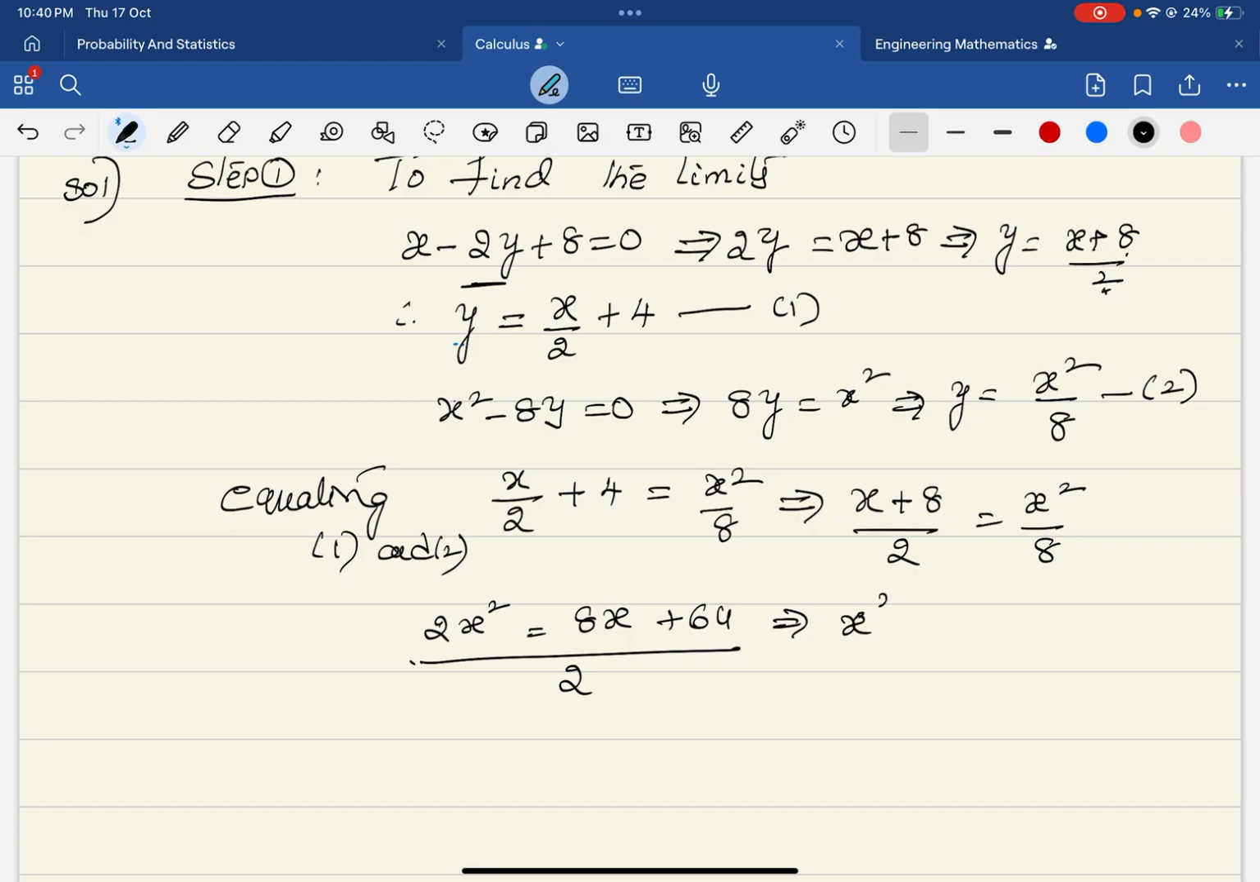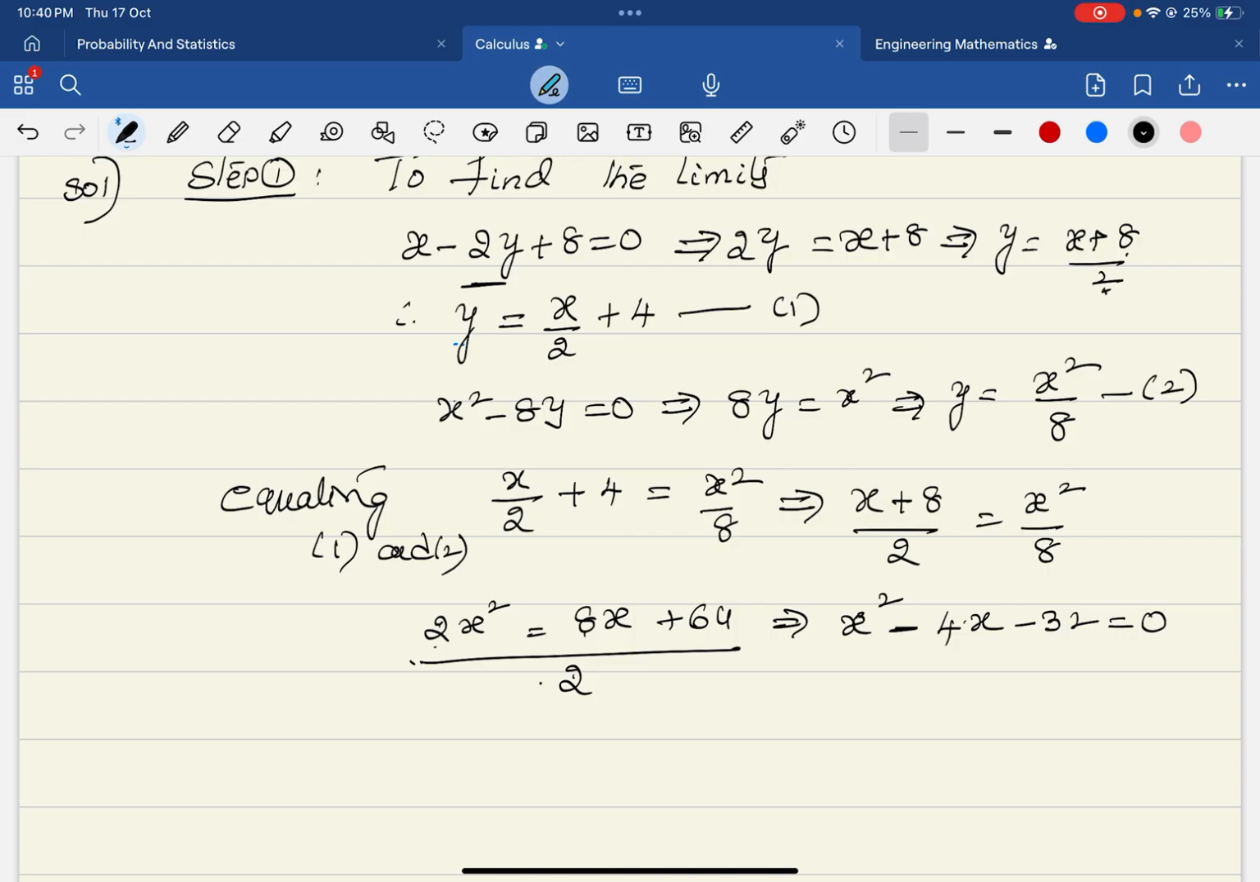To simplify, it is x square minus 2 1s are 2 and 2 4s are 8, when it comes to this side. And then it is minus 2 32s are 64, is equal to 0. So now we solve the equation for x. Get the roots of this equation.